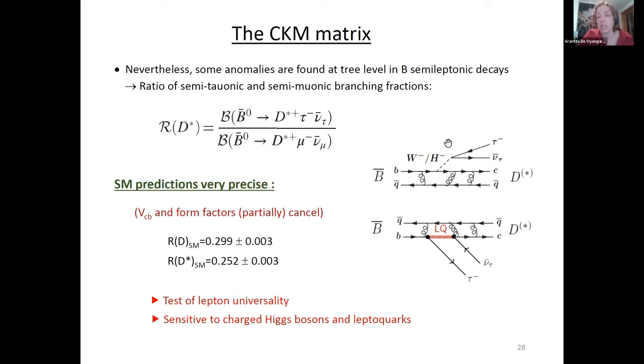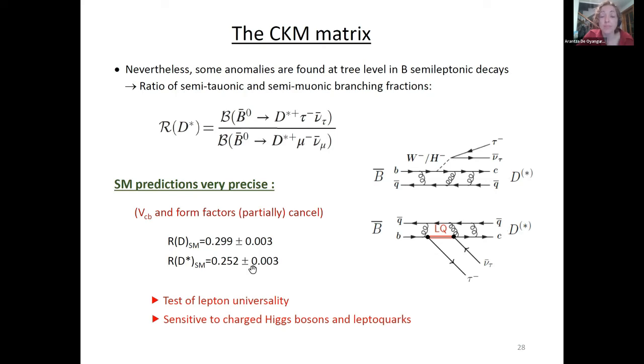Okay, so in principle this is tree level, and you expect to have just a W, but it is possible that you could also have new physics. You could have a new Higgs, or you could have a leptoquark. It could be possible if you observe a non-standard result. The good thing is that the standard model prediction for this ratio is quite precise because the VCB matrix element cancels in the ratio. Both are B to C decays, and the form factors also partially cancel. So the standard model calculations are very, very precise.